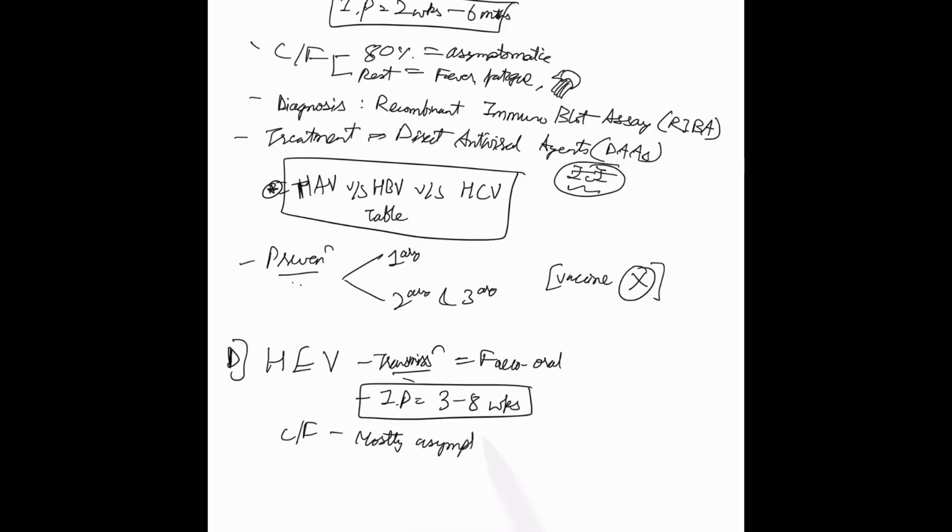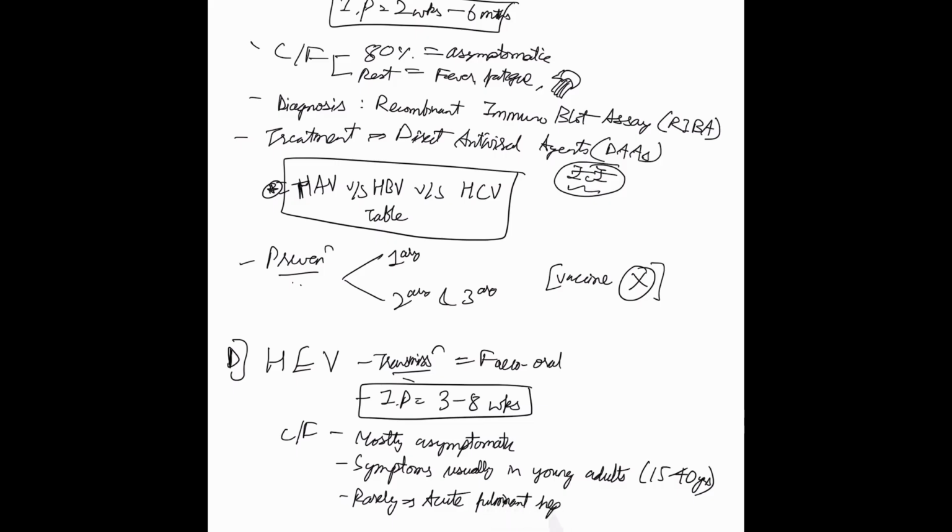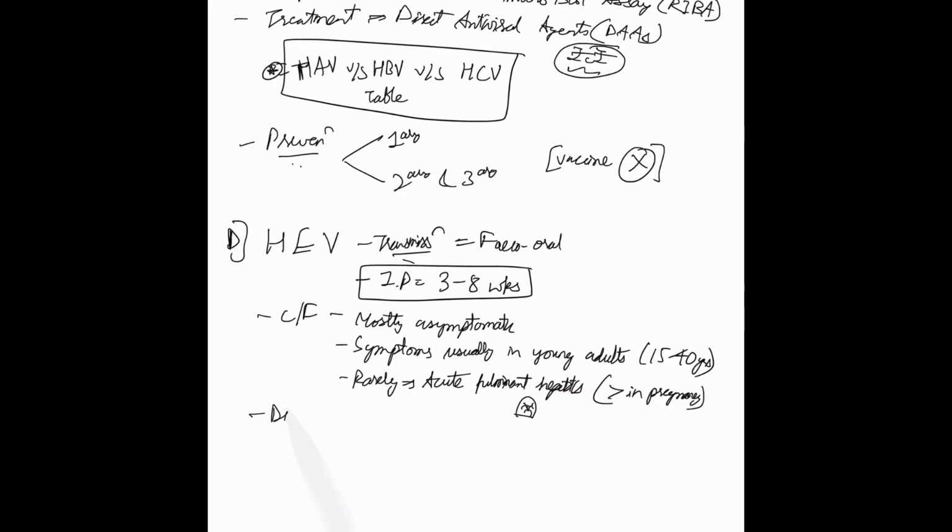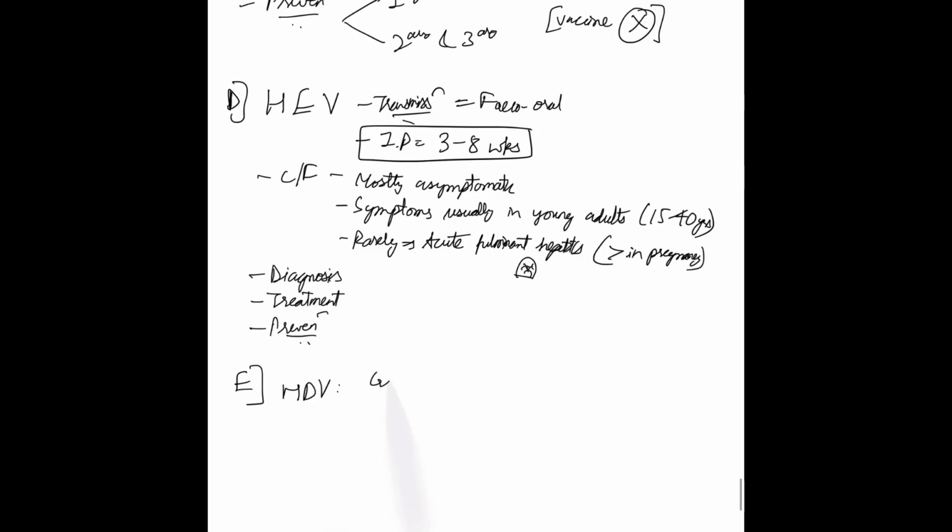Moving on to hepatitis E, it undergoes fecal-oral transmission with an incubation period of 3 to 8 weeks. It's mostly asymptomatic. Symptoms occur usually in young adults between 15 to 40 years of age, and very rarely it ends in acute fulminant hepatitis, which is fatal, and you have a higher risk in pregnancy. Diagnosis, treatment, and prevention, as usual.